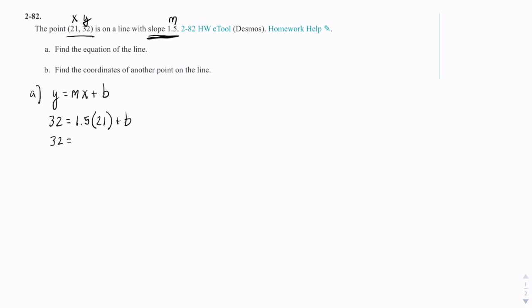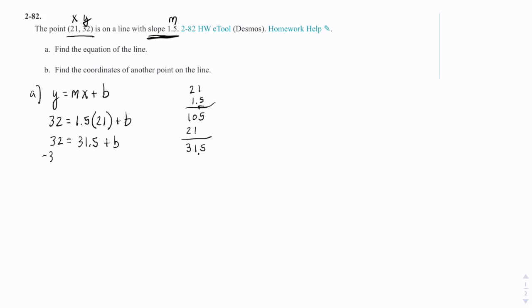So I have 32 equals 1.5 times 21. If you cannot do that in your head, that's fine. Just come off to the side and multiply 21 times 1.5. Right, so we have 5 times 1, 5 times 2 is 10, and then 1 times 1 is 1, 1 times 2 is 2, and we get 315, and we remember that we moved one decimal, so it's 31.5, 31.5 plus b.